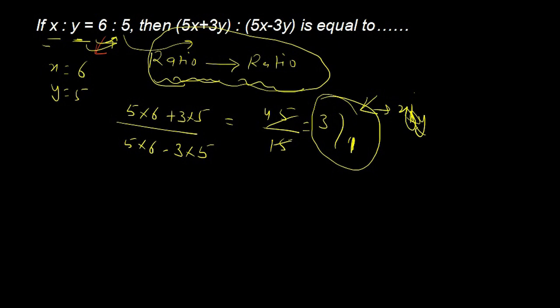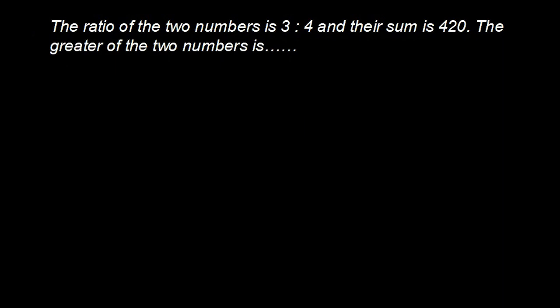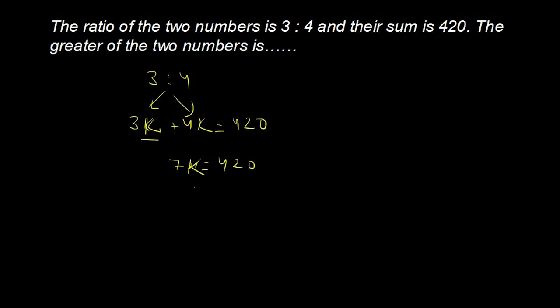Third question. The ratio of the two numbers is 3 is to 4 and their sum is 420. Whenever these types of problems are given, remove the ratio and convert them into quantities by multiplying with k. So the quantities are 3k and 4k, and their sum is 420. 3k plus 4k is 7k equals 420. So the value of k is going to be 60.